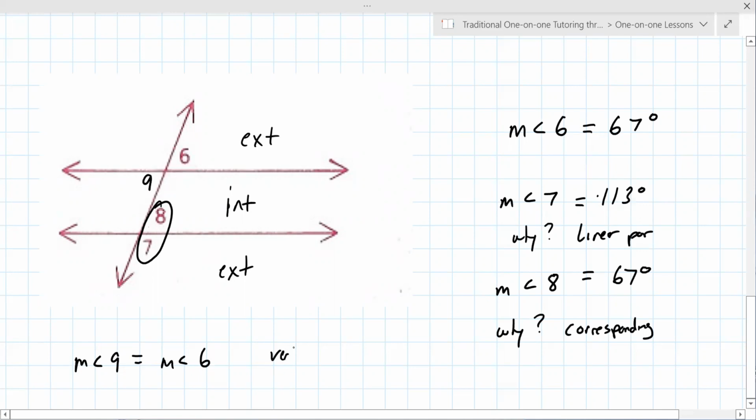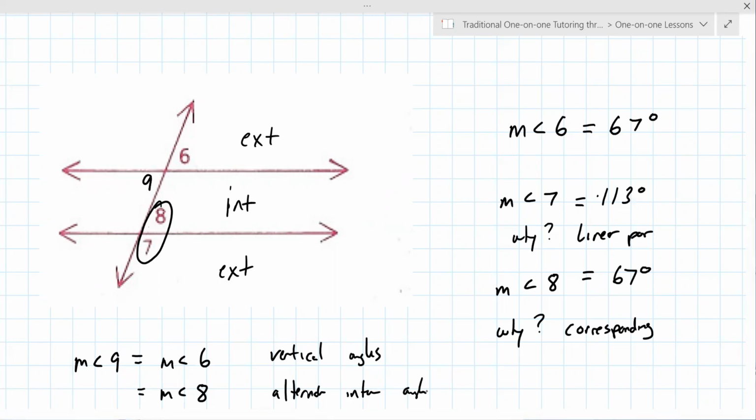Alternate. These are vertical angles. Oh, vertical angles. Okay. Now, measure of angle 9 is also equal to measure of angle 8, and that's what you're about to tell me. Alternate interior angles. Right. Okay. Now, there's one more here.